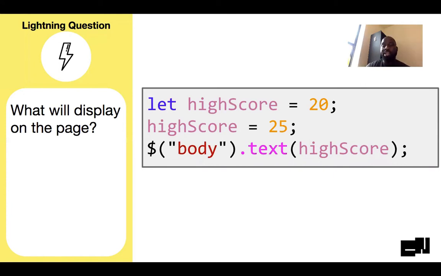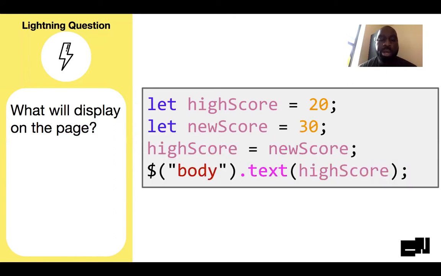Okay, here we change it up, and now you'll see the 25 there because there's no quotation marks around highScore. That way we know this is the variable. The computer knows this is a variable. It's going to look for the information stored in this variable and put it on the page as text.